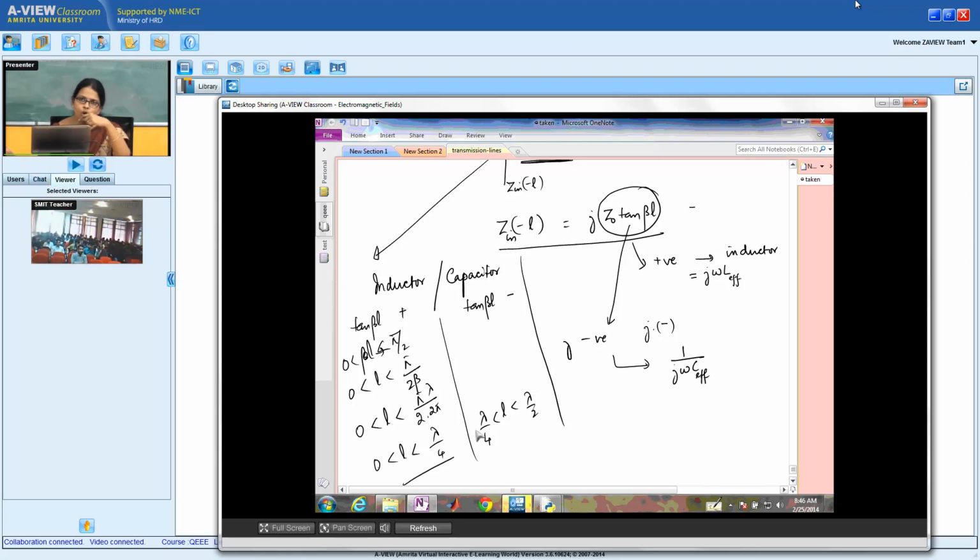Suppose its impedance is like a pure inductor or a pure capacitor. That is the application of transmission line, right? Maybe we can work out a problem tomorrow based on this.